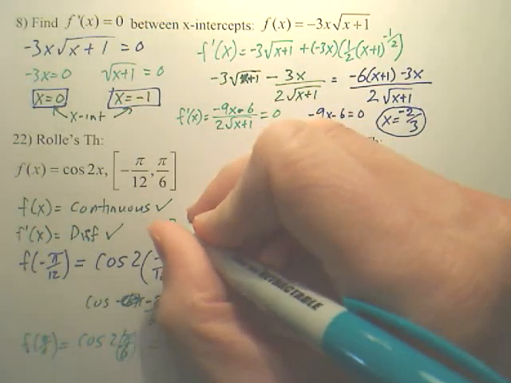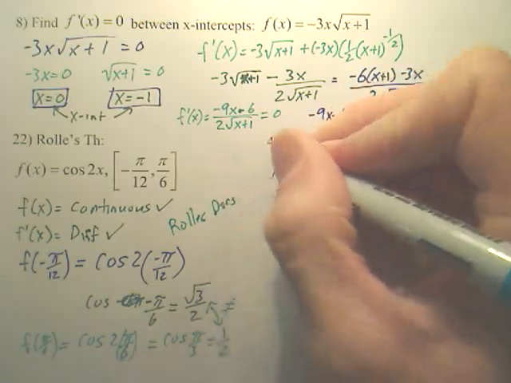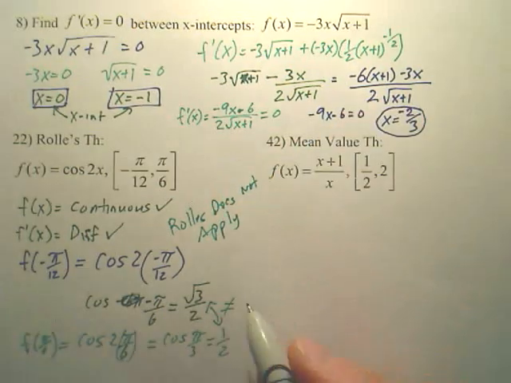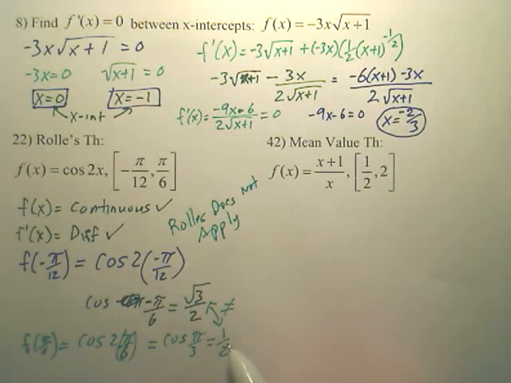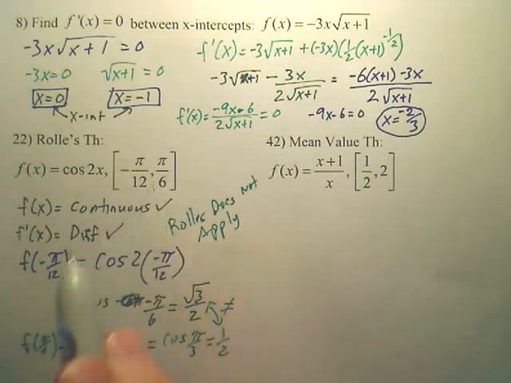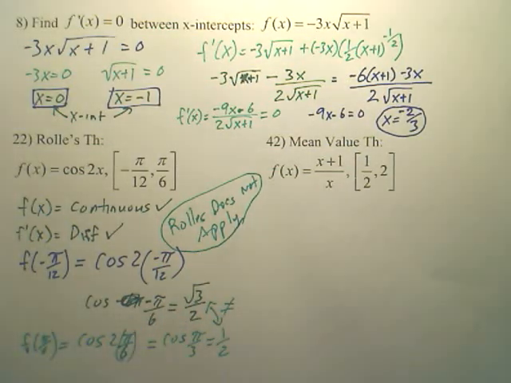So Rolle's does not apply. Now, if these are equal, you would have a slope of 0 somewhere between these 2. Now, could we still have a slope in between there equal to 0? Yeah, we can't guarantee there is one though. So Rolle's theorem does not apply, but you could still have a slope equal to 0 between there.